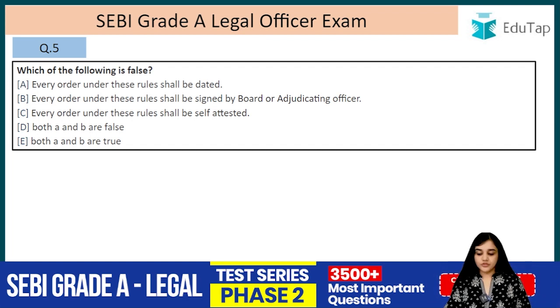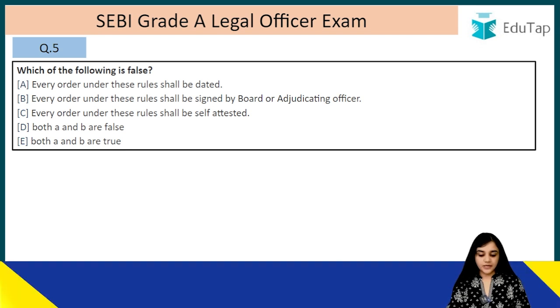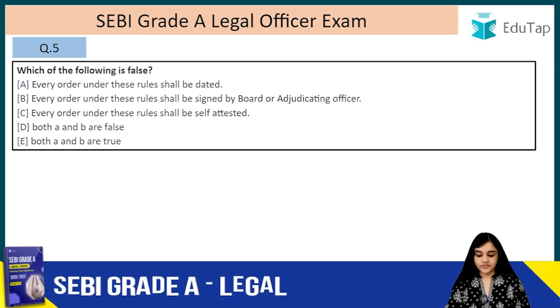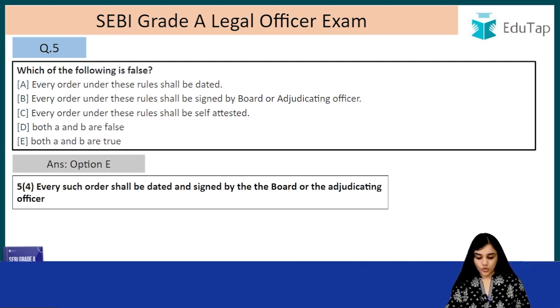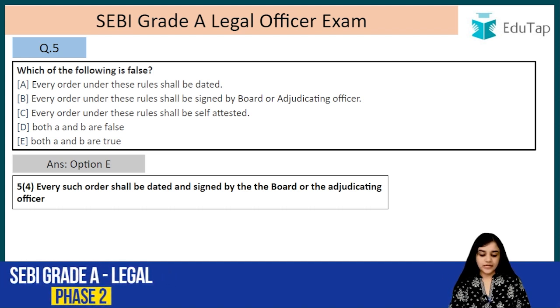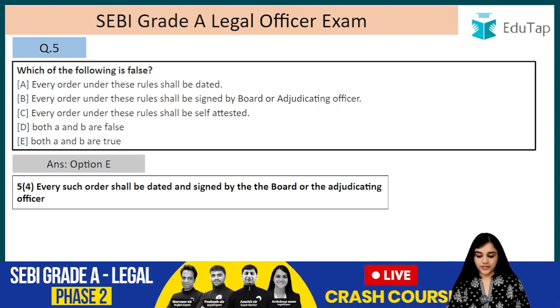Question number 5. Which of the following is false? Every order under these rules shall be dated. Every order under this rule shall be signed by the board or the adjudicating officer. Every order under these rules shall be self-attested. Both A and B are false, or both A and B are true. So the answer to this question is both A and B, they are true. So every such order shall be dated and signed by the board or the adjudicating officer.